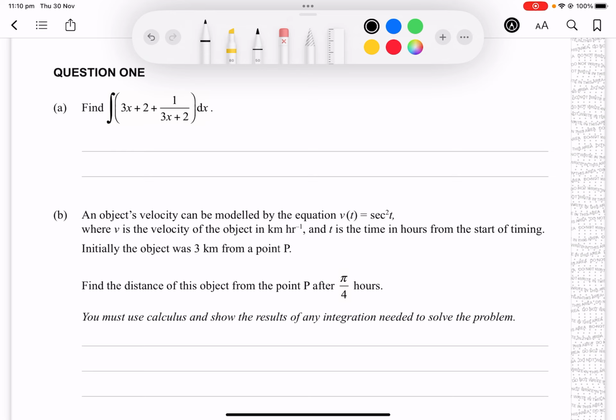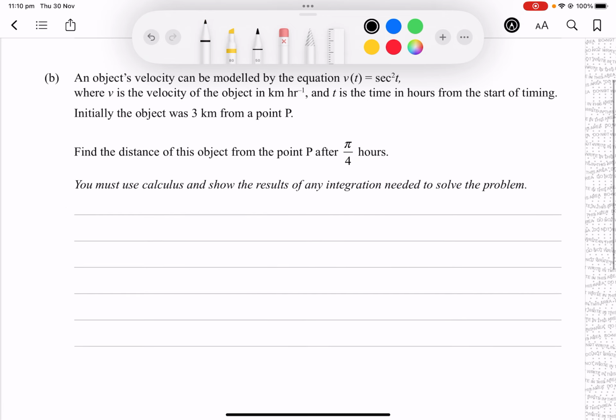We'll just get straight into it. So like question 1a, just find the integral of a pretty standard equation here. Pretty standard achieved level question. So in this case, for the 3x plus 2, we're just going to increase the power by 1 and divide by the new power. So this will be 3x squared on 2 plus 2x. For the 1 on 3x plus 2 term, we're going to look at the derivative of the bottom, which is 3. So we're going to have 1 on 3 on the outside times ln of 3x plus 2. And don't forget the constant of integration, plus c. And this should just be an achieved level question there.